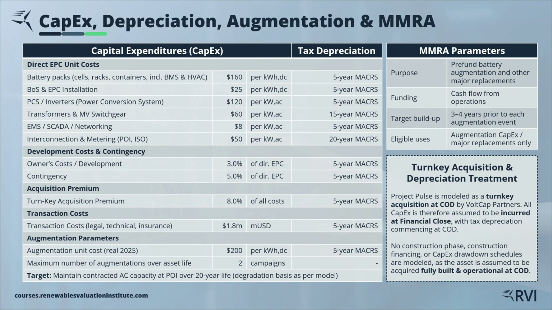Now let's connect the concept to our case study inputs. This page of the information memorandum specifies the tax depreciation treatment for each CapEx line item. In Project Pulse, we keep it simple. We only use 5-year, 15-year, and 20-year MACRS. And those assumptions will drive the yearly percentage schedules we will pull into the model.